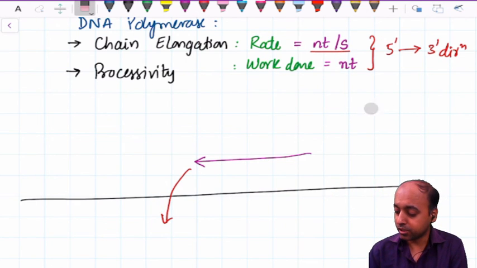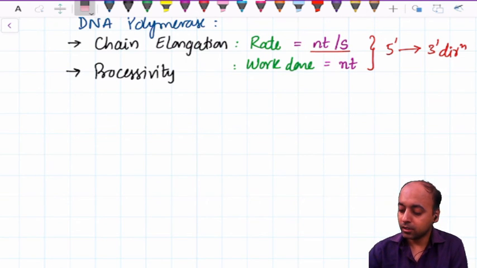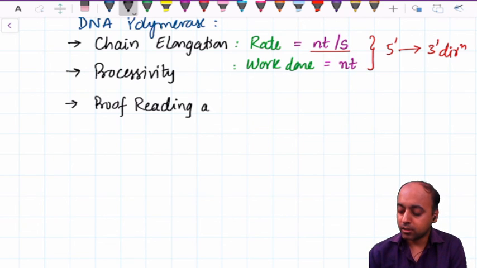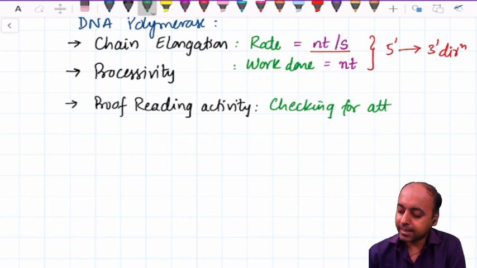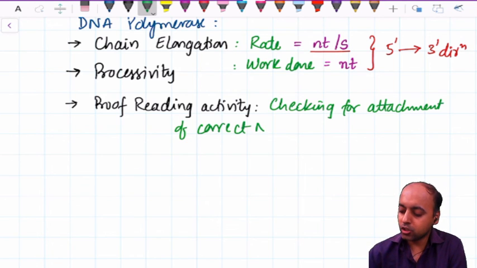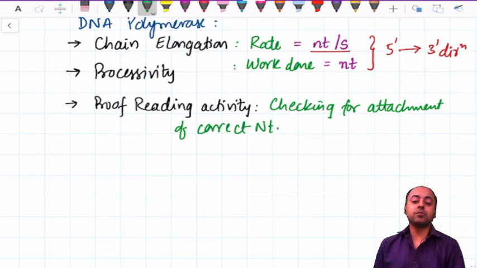The third point is the proofreading activity. This I've already mentioned. The proofreading activity is checking for attachment of correct nucleotide.